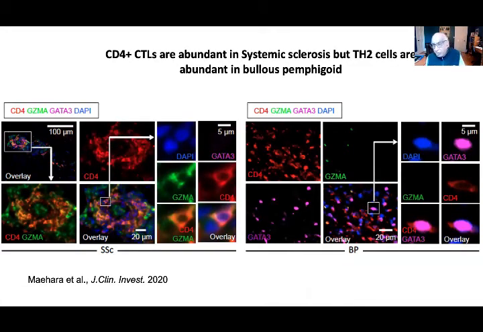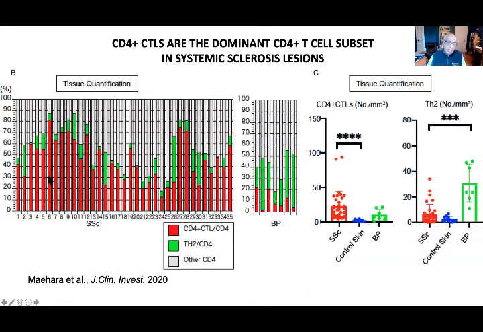In systemic sclerosis, given that it's a highly fibrotic disease, we did studies in parallel, and this is again something that was published earlier this year. And here we showed that in systemic sclerosis, of course, there's lots of CD4 positive, granzyme A positive cells, and very few GATA3 positive cells. On the other hand, if you look at bullous pemphigoid, which is really a Th2 dependent disease, there's lots of GATA3 positive cells, and they are Th2s. So if you quantitate again, the red bars are CD4 CTLs, the green bars are Th2 cells.